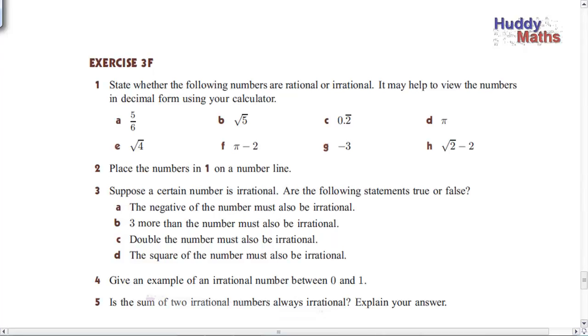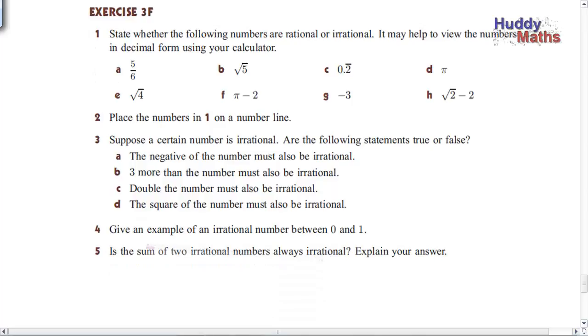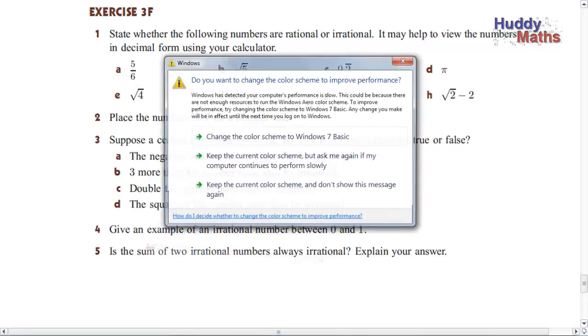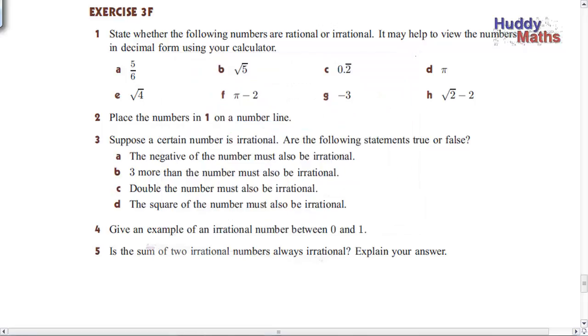Okay, so here we are, flash down to 3F. State whether the following numbers are rational or irrational. It may help to view the numbers in decimal form using your calculator. Just remember, rational are terminating or recurring decimals. Irrational cannot be written as terminating or recurring. So here, I want you to pause the presentation and have a go. And I'm going to show you the answers in a minute. And just make sure as you do some stuff, check the answers, don't get them all wrong and find out later. Don't perpetuate an error. All right, here we go. Here are the answers.